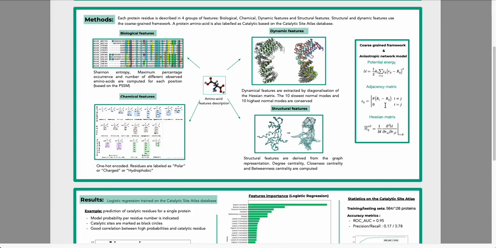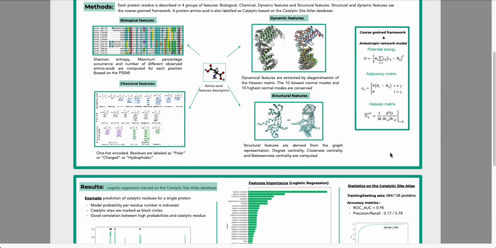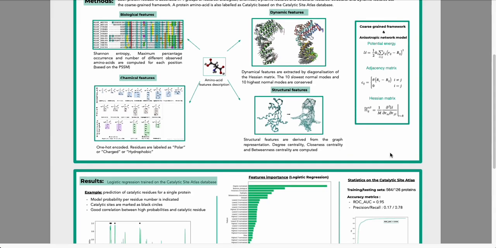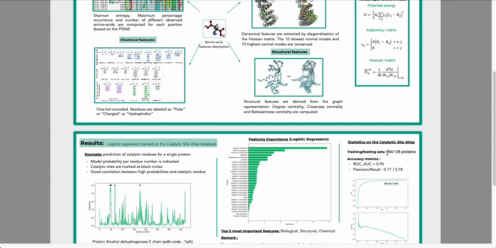Based on those graphs, we can compute the degree centrality, the closeness centrality, and the betweenness centrality. Concerning the dynamic features, by using the potential energy, we can extract all the modes of vibration by diagonalizing the Hessian matrix. From this, we can extract the 10 slowest modes of vibration and the 10 highest modes of vibration. Then we combined all those features for each amino acid, and we trained a logistic regression on the Catalytic Site Atlas database.